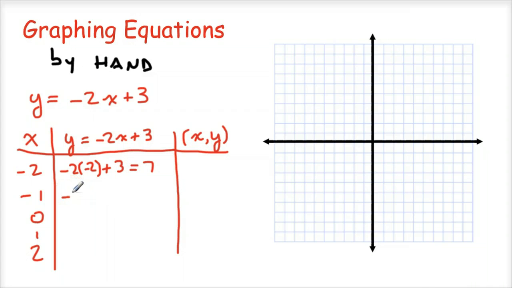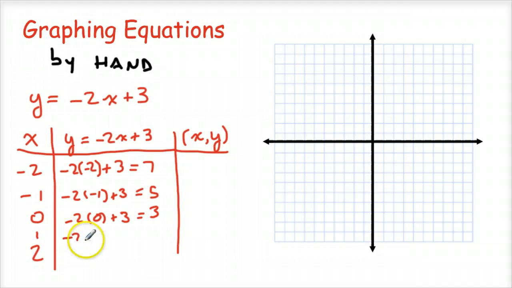And we'll keep going. Negative 2 times negative 1 plus 3. That would be positive 2 plus 3. That's 5. Negative 2 times 0 plus 3. Anything times 0 is 0. 0 plus 3 is 3. Negative 2 times 1 plus 3. That would be negative 2 plus 3, so that'll give me positive 1. And then negative 2 times 2 plus 3, that gives me negative 4 plus 3, so that's negative 1.